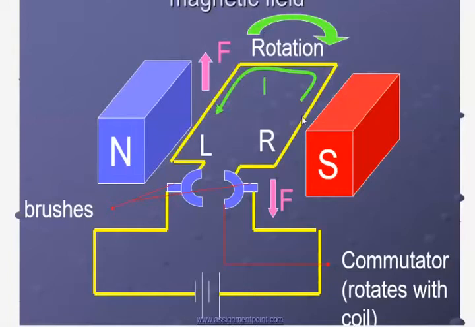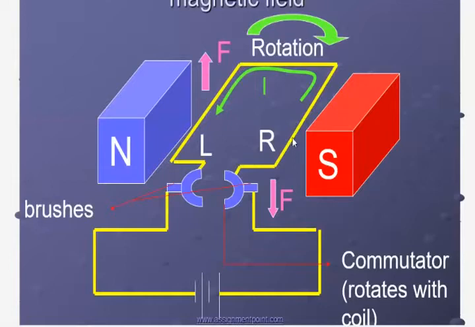Now come to the point on this arm. We have to calculate the magnetic force acting on this arm. Again, the force acting on this arm will be ILB sin 90 degrees. The only difference is that in this arm the current is in this direction, and in the other arm the current is in the opposite direction.